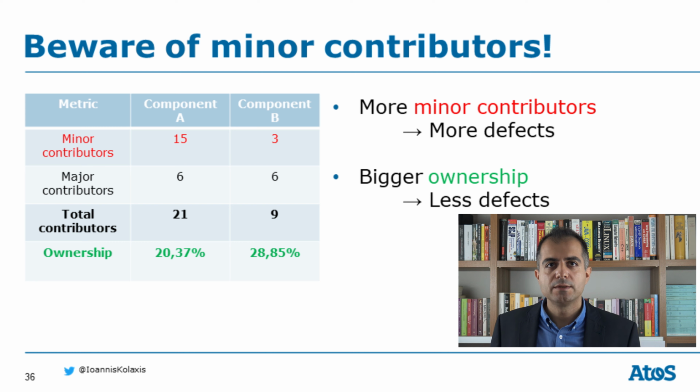Yeah, you guessed right. The component that has the biggest number of minor contributors will have more defects. And the component that has a bigger ownership will have less defects. So if we had limited resources in order to test our application, then we should certainly spend this effort to test component A, which has more minor contributors and less ownership compared to component B.